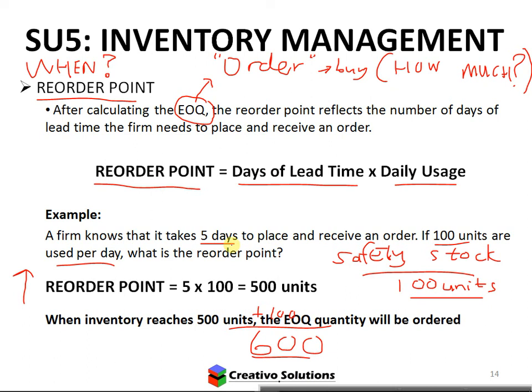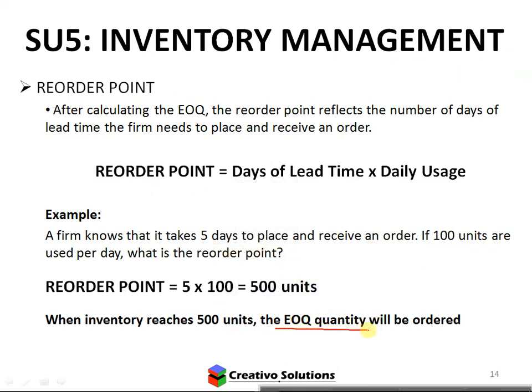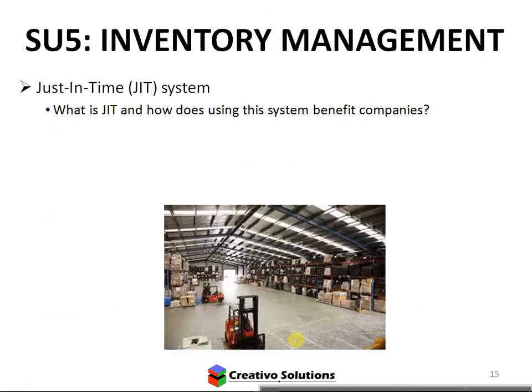So there's the note. When inventory reaches 500, what do I do? I place an order. And how much do I buy? I buy at the EOQ amount, because EOQ minimizes the cost. I don't just buy stock for the sake of buying stock. I buy the correct amount of stock, and the correct amount of stock would be the EOQ. So that's the theory, and that's how we would implement it. Is that alright? Not so bad, hey?